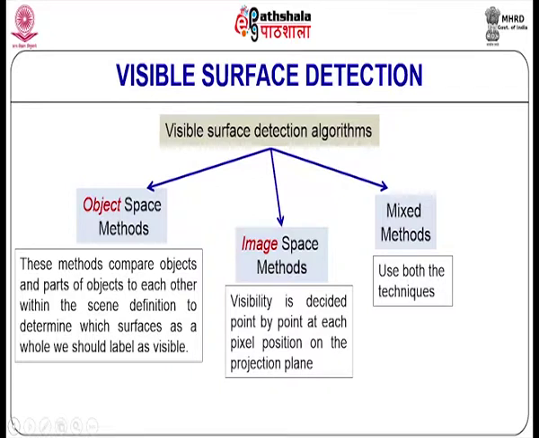So, that is how these mixed methods work. We will see examples for object space and image space, as they are generally the most popular, most common methods that exist. You can ask me one question: why should we remove a surface that is not visible? Why should we remove back faces? The fundamental question is, why should we do this at all?